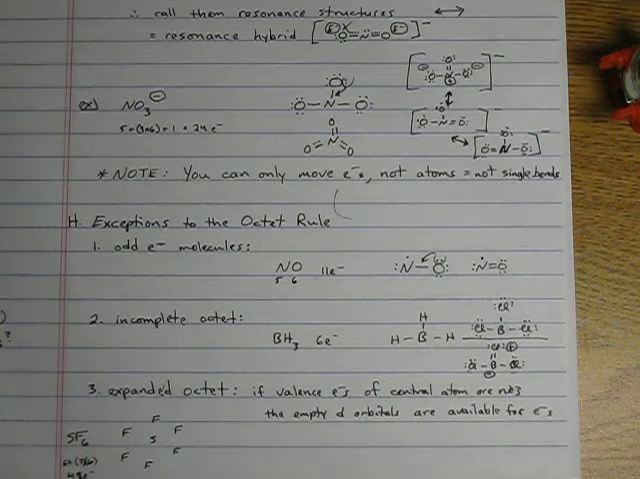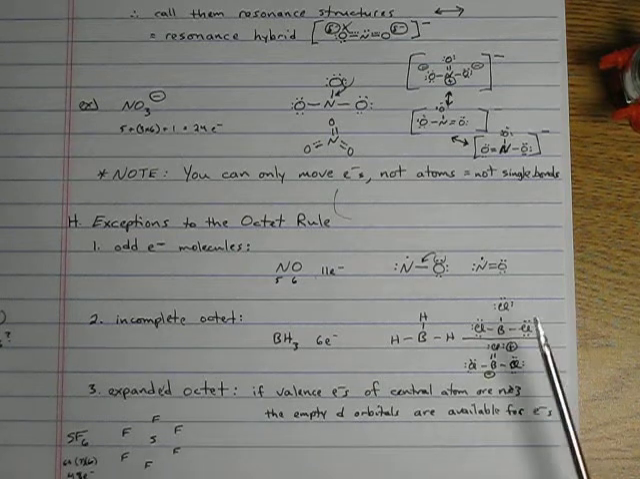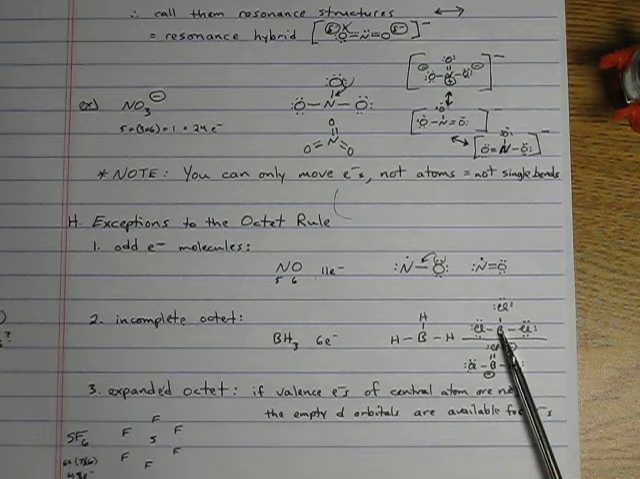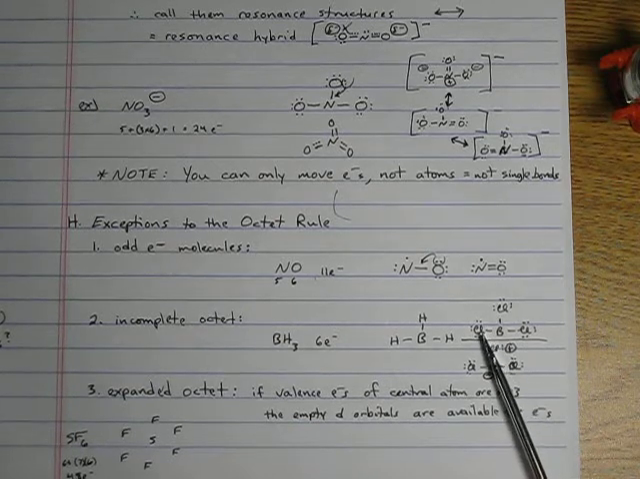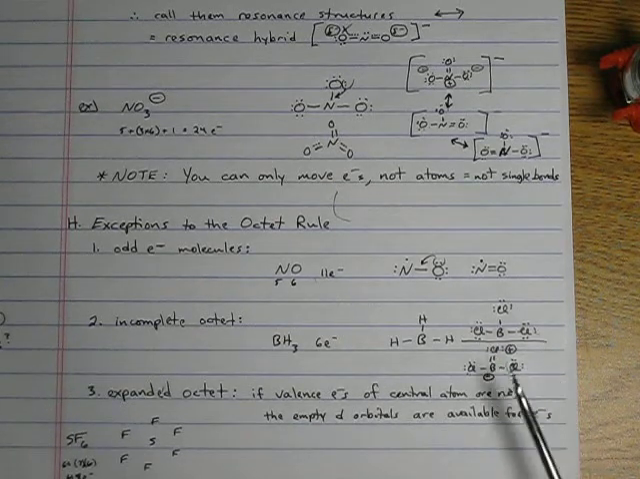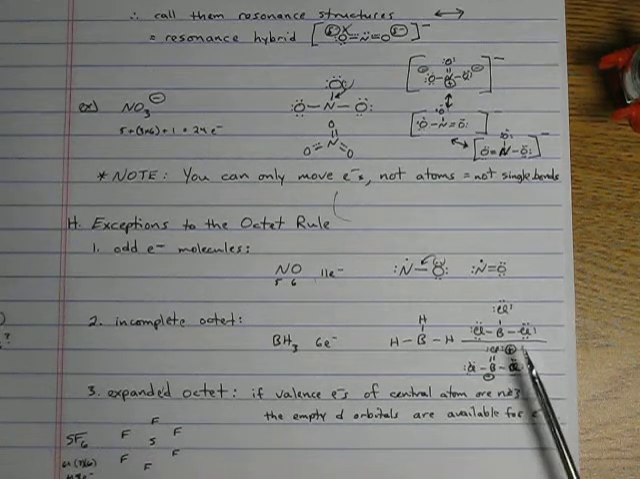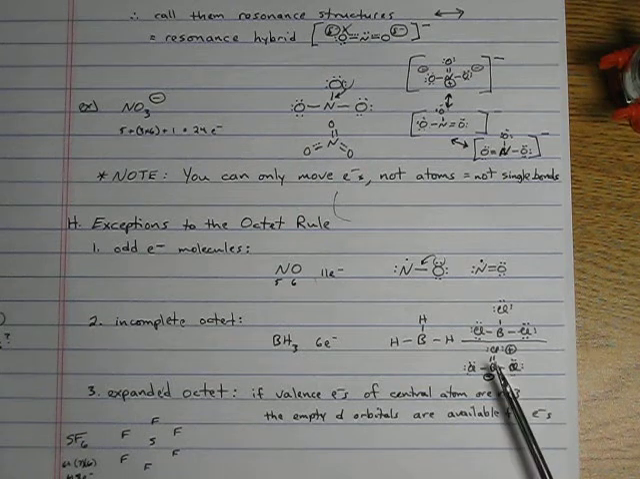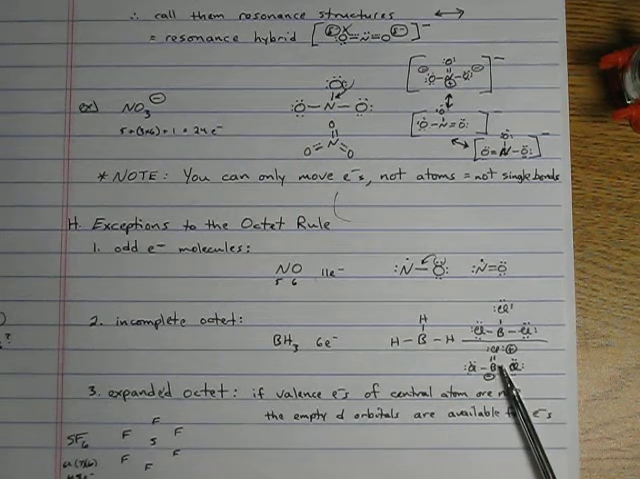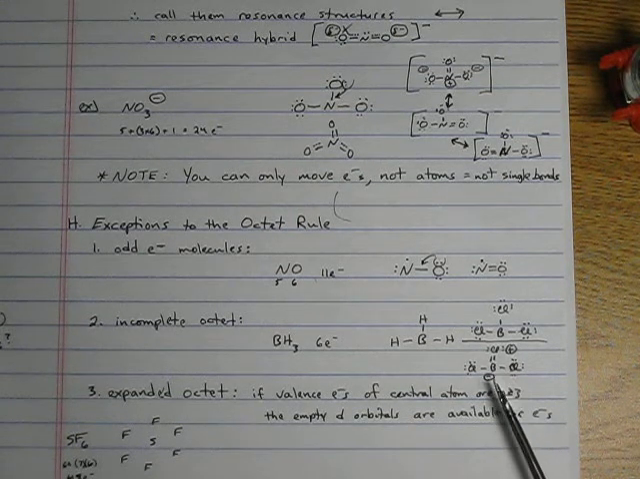And so look at these two structures. Which is the better structure? Boron not having its octet and all formal charges being 0, or boron having its octet but chlorine, a much more electronegative atom, having a positive formal charge, and boron, the much less electronegative atom, having the negative formal charge.